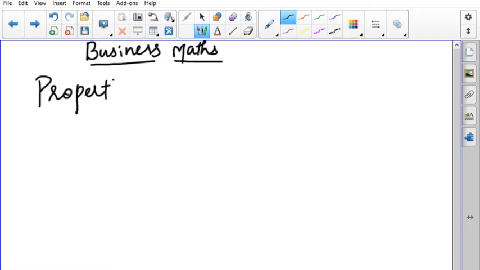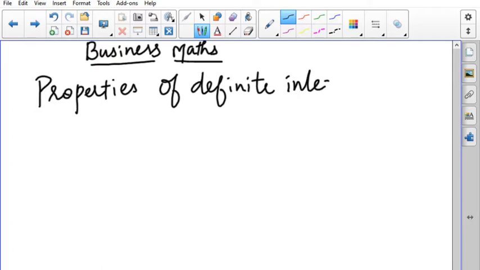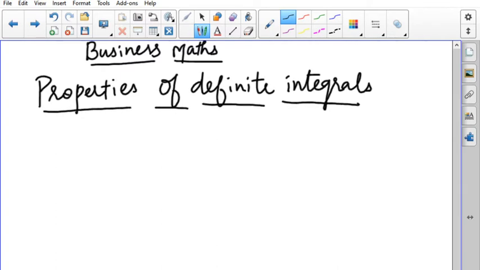Okay, properties of definite integrals. What is meant by definite integrals? If there is an upper limit and a lower limit, if the limits are mentioned, it is said to be a definite integral. So now we are going to see about the properties of definite integrals.